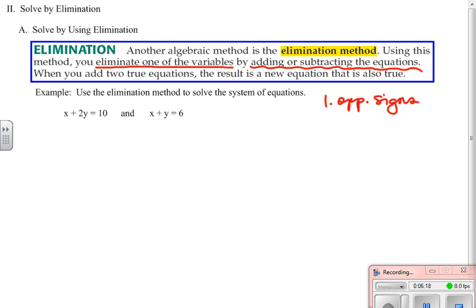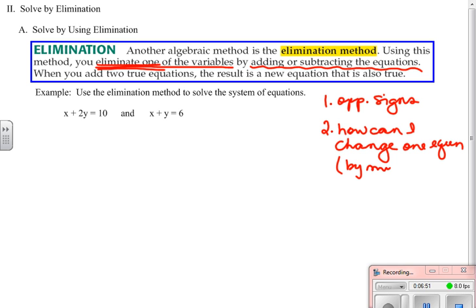So for example, right now, x plus 2y equals 10 and x plus y equals 6. If I just add them together right now, I'm still going to have an x and a y. Remember, the point is to get one variable to drop out because I can't solve things with two variables. So if I don't have opposite signs, how can I change one equation?